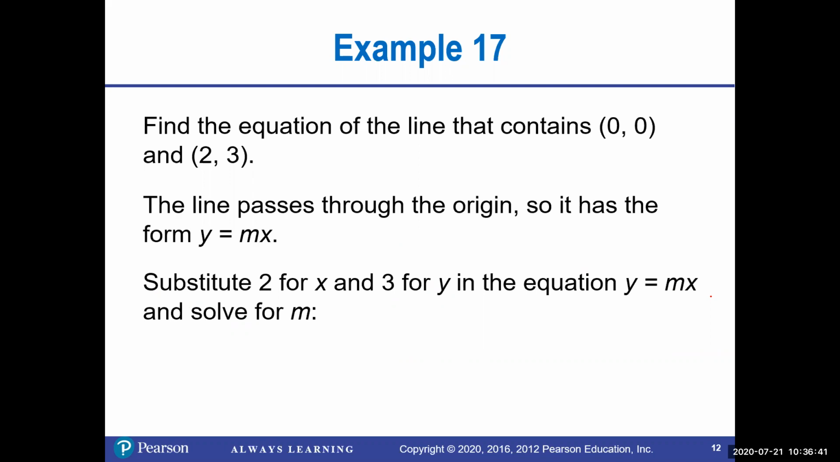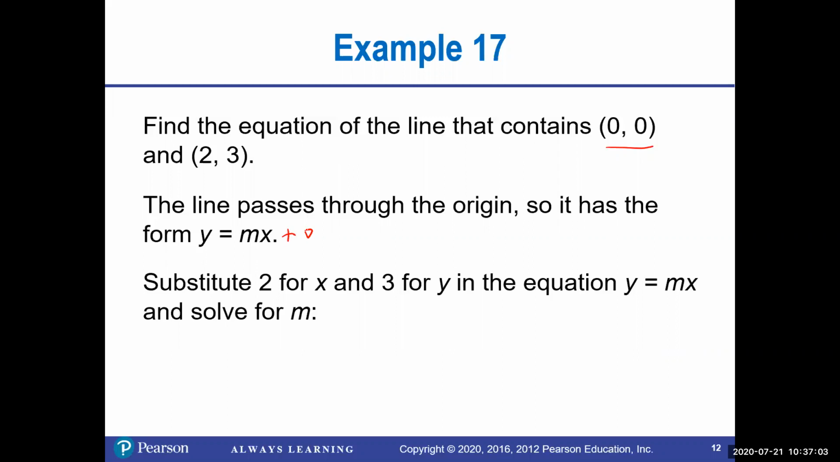All right, now find the equation of the line that contains the coordinates 0, 0 and 2, 3. Now the line passes through the origin, right? Because the origin is the point 0, 0. So we're saying that y will be equal to mx. That means that it passes through the origin. The origin is 0, so we have y is equal to mx plus 0.